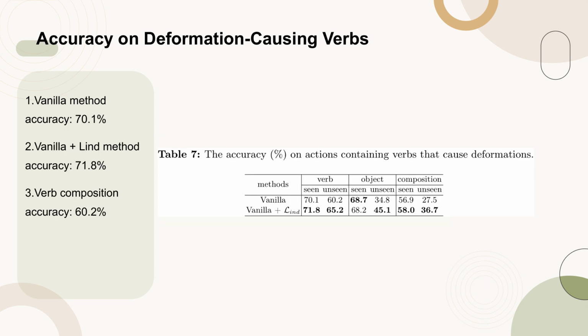Table 7 presents the accuracy percentages for methods applied to actions containing verbs that cause deformations. The vanilla method achieves an accuracy of 70.1%, while the vanilla plus lind method shows an improvement with an accuracy of 71.8%. Additionally, the verb composition method records an accuracy of 60.2%. These figures highlight the effectiveness of different methods in handling actions characterized by verb-induced deformations.